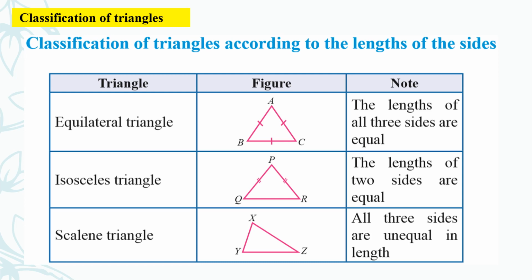So first one, equilateral means all sides are equal in length. Now you can see in this triangle, triangle ABC, all sides are equal. That's why we call that type of triangles equilateral triangles. The second type is isosceles triangles. Isosceles means two sides are equal in length. And the last one is scalene triangle. Scalene means all three sides are unequal in length.